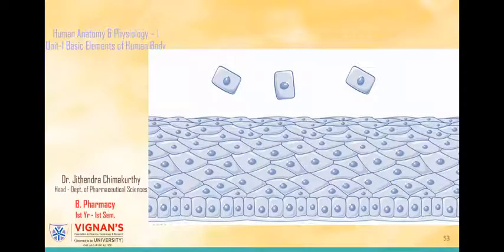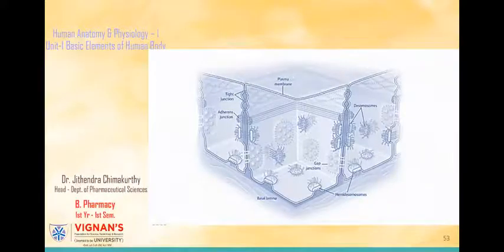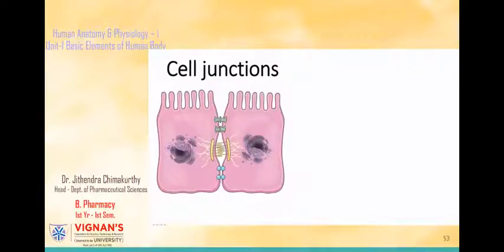In this particular example, a layer of epithelial tissue, a skin tissue. So the cells interact with each other and they stick to each other. And the way they stick to each other is by several cellular junctions. These cell junctions could be of different types. So let's quickly look at the broad categories of cell junctions present between the two cells and the modes of communication between the cells.